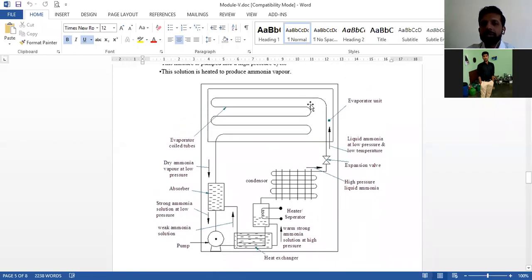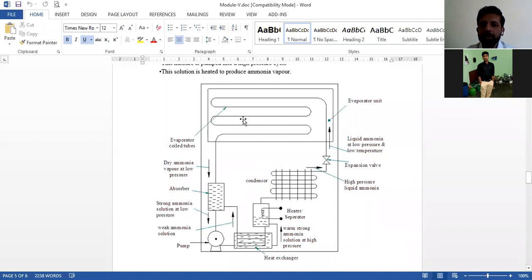As usual, we have the evaporator unit in which there is a series of copper tubes inside which the refrigerant is going to flow. We'll see what that refrigerant is. Here it is going to be liquid ammonia flowing inside these tubes, which is at low pressure and low temperature. Now what is going to happen? As usual, the heat exchange takes place between the evaporator unit and the refrigerant flowing inside the tube. Thereby this liquid ammonia is going to absorb this heat.